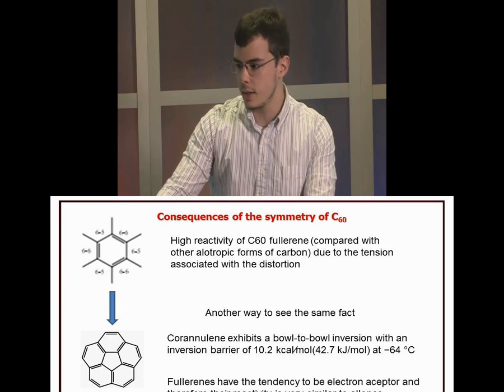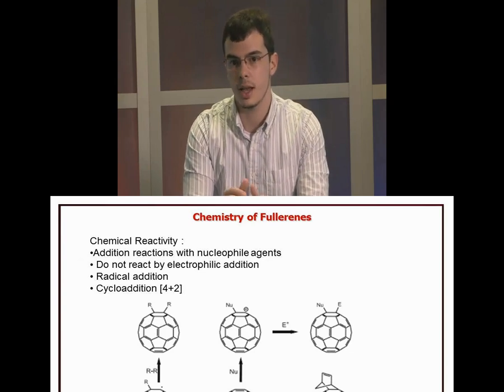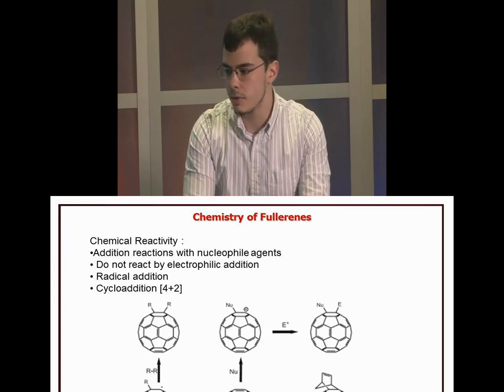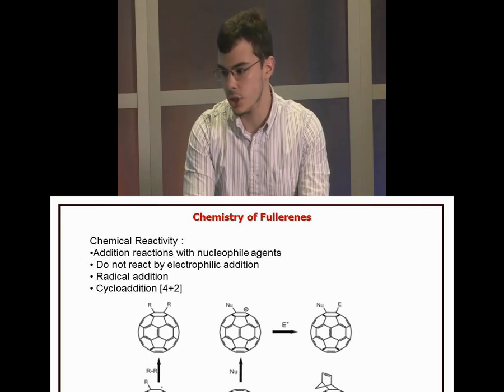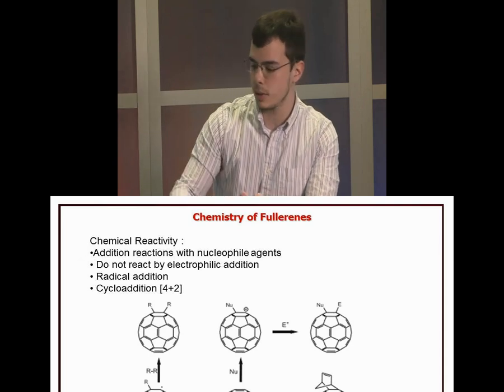electrodeficient. In this slide, we can see a lot of reactions that the Fullerene C60 actually does, and some of them are addition reactions with nucleophile agents. They do not react by electrophilic addition. They react by radical addition and cycloaddition 4+2.